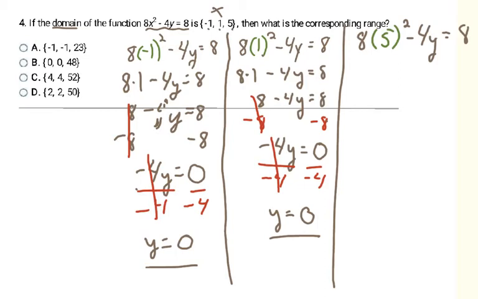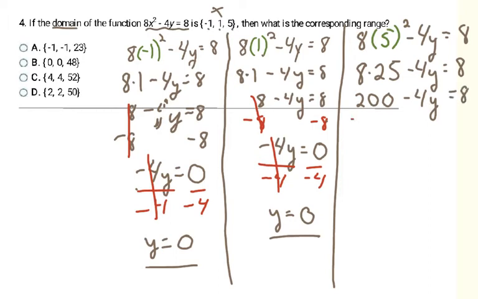Number 4, I have 8 times 5 squared. Well, I do the 5 squared first, so that's 25. Then I'm going to do that 8 times 25. If I have 8 quarters, that's going to be $2. So 8 times 25 is 200. Minus 4y equals 8. So then I subtract 200 from both sides, same kind of steps as my first two equations. And then I have negative 4y equals negative 192. And then I'm going to divide both sides by negative 4.